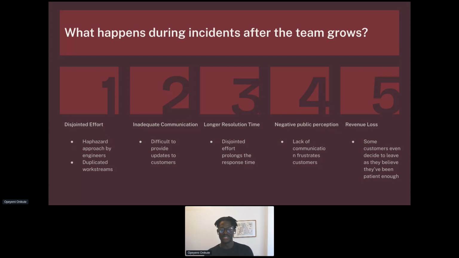The first reason is that there is now disjointed effort. There is no process, so when a problem happens, there is a scattered approach. Every engineer on the team just tries to do what they think is right. Sometimes you have duplicated work streams. People try to do what they think is the right thing to do, and they end up doing the exact same thing as someone else.